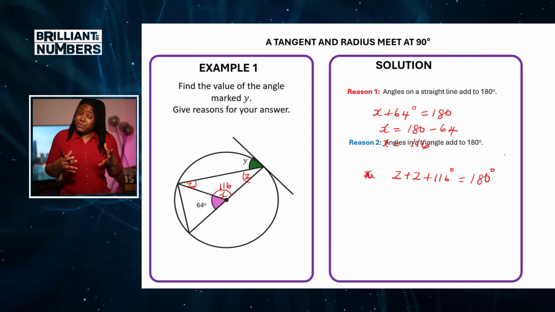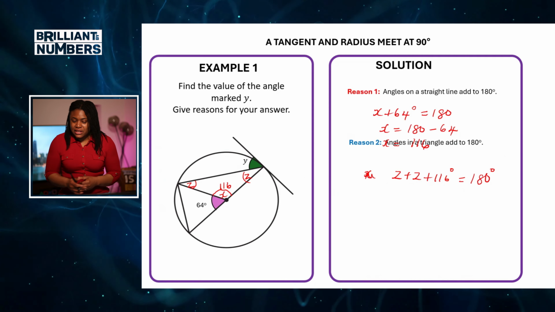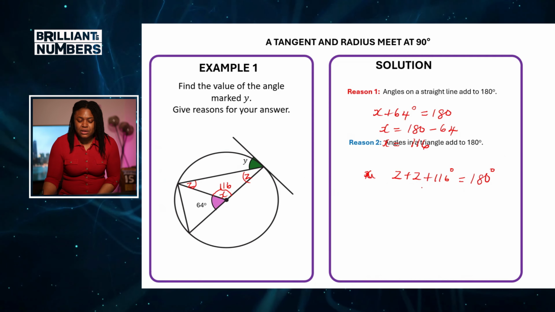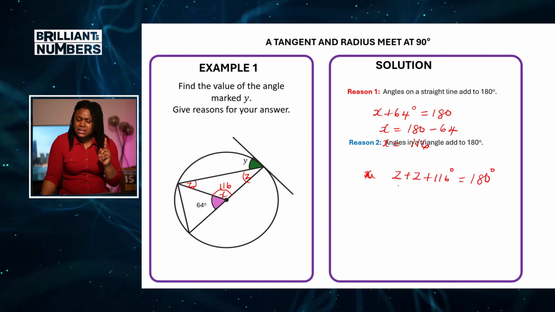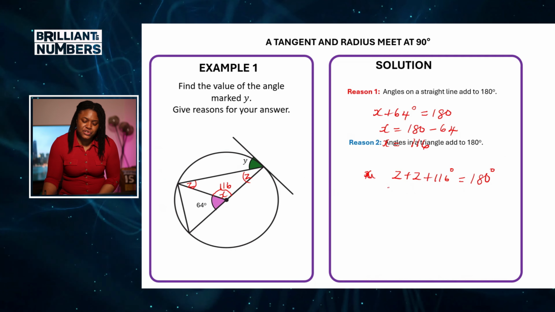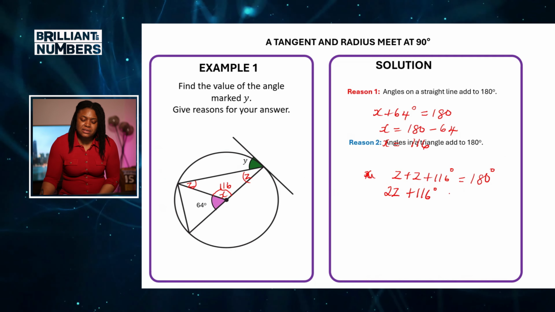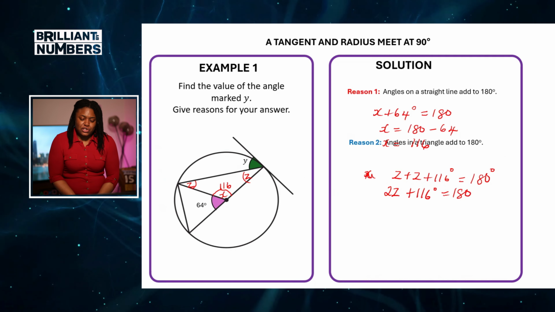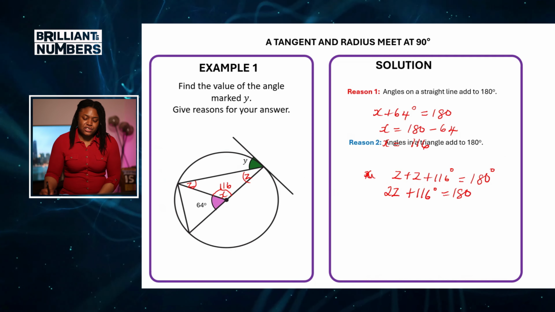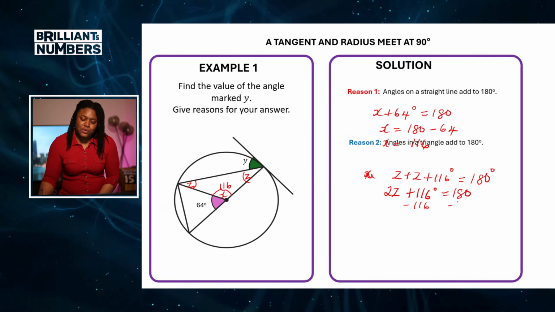Now, we've done in previous lessons how to manipulate algebraic expressions. Therefore, z add z, which remember, there's no coefficient visible, so there's 1. So 1z plus 1z gives us 2z. So 2z add 116 degrees will give us 180 degrees. So now we're going to just do the inverse of our operations. We need to do subtracting 116 from both sides.